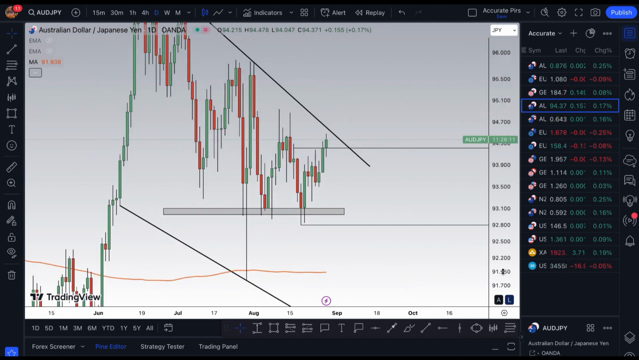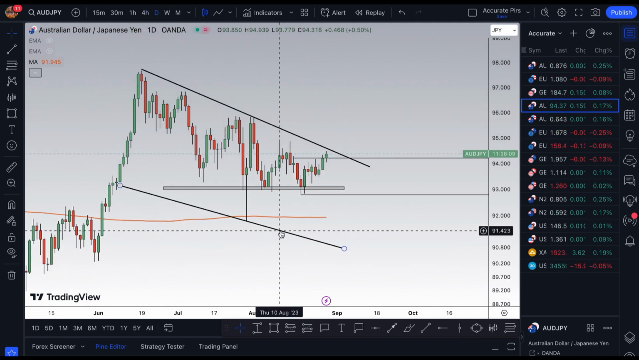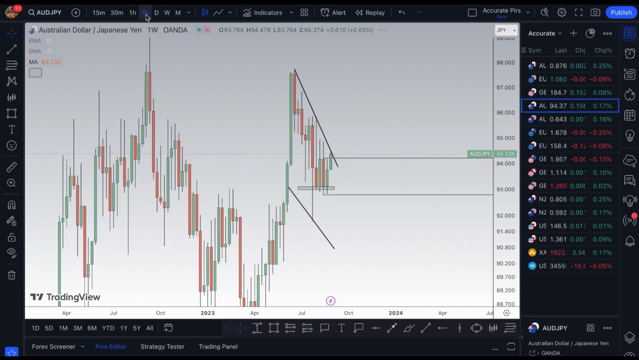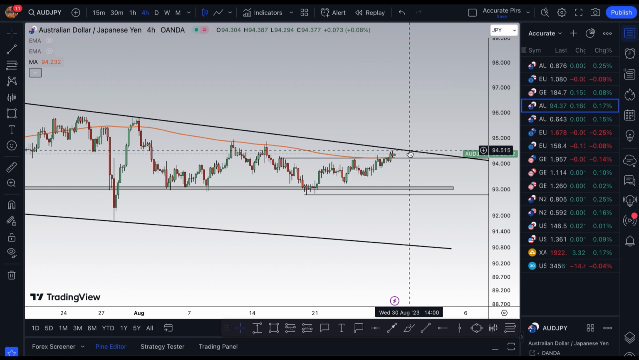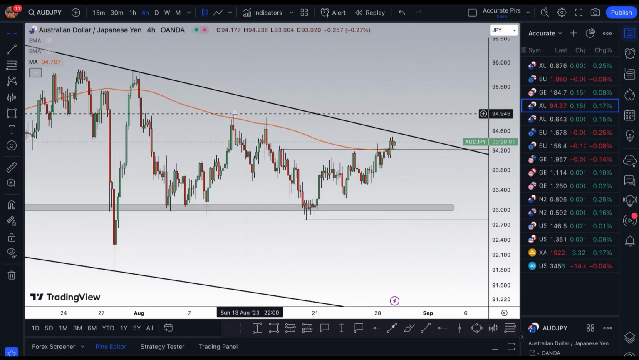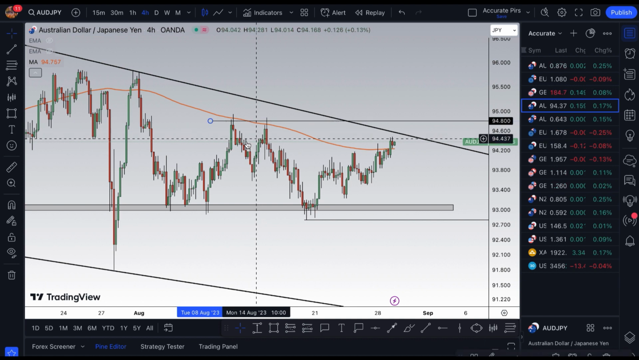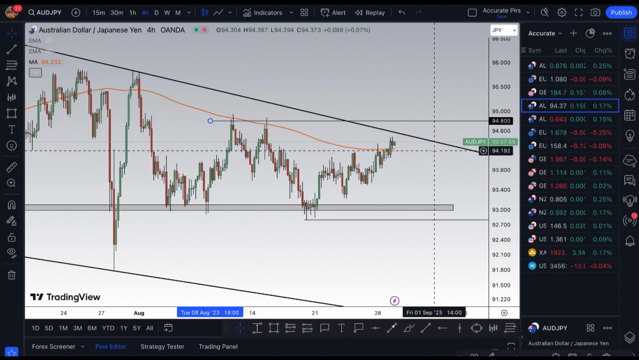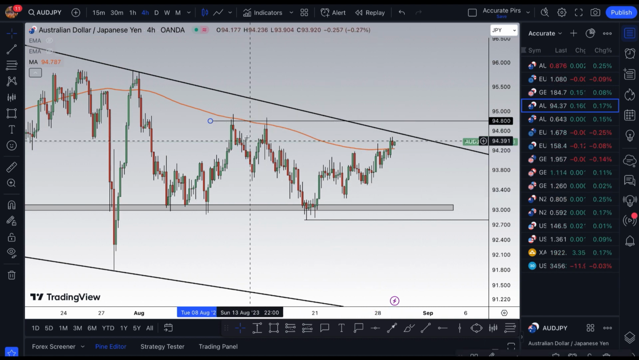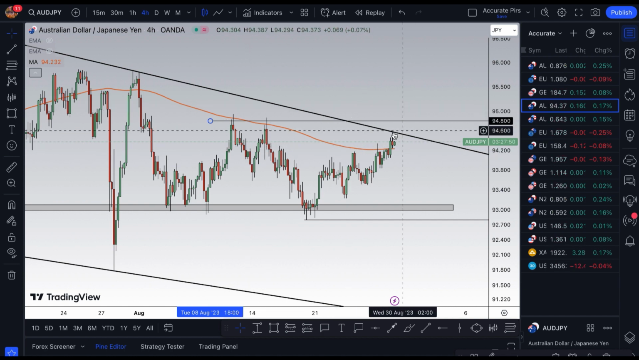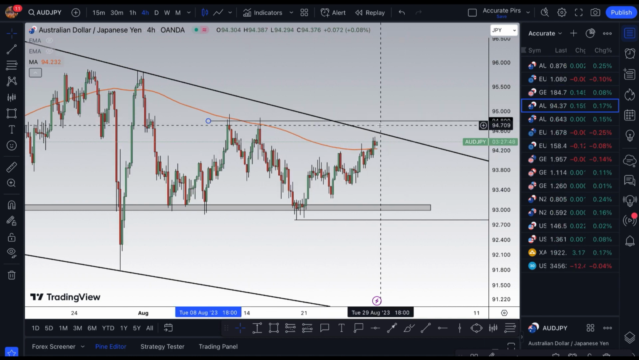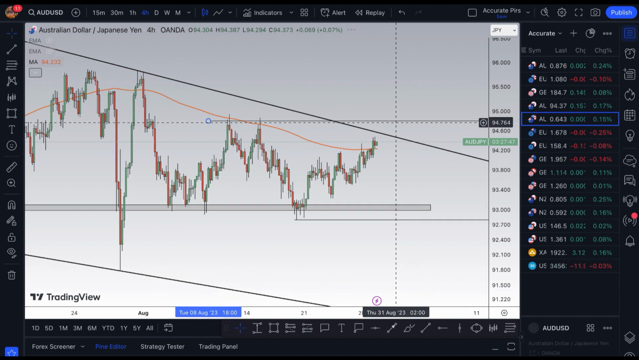Let's move on to AUD JPY. Yet again with AUD JPY, it's a bit tricky. Not really seeing anything. I'm probably going to leave this for this week, unless the market comes back up to this level here. If the market tests this level right here, then I'll probably look at AUD JPY for a sell if we get any candlestick reversal pattern at this level.